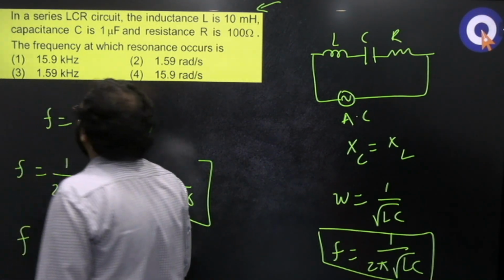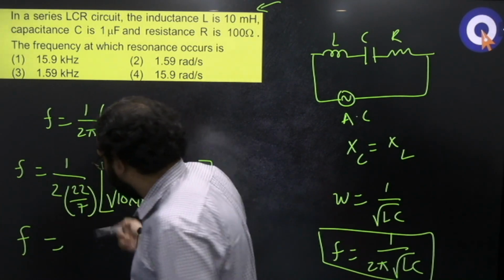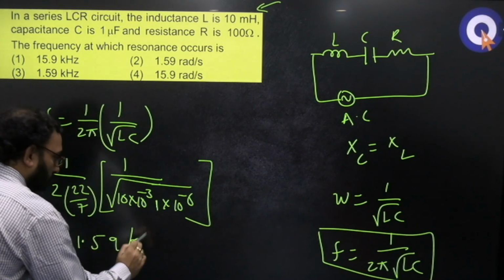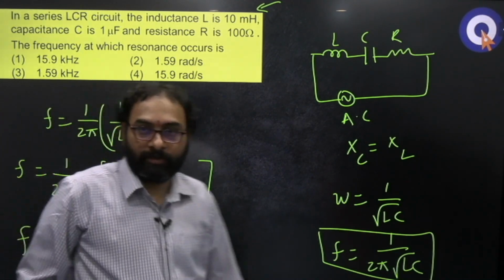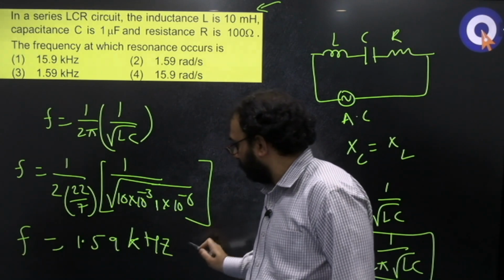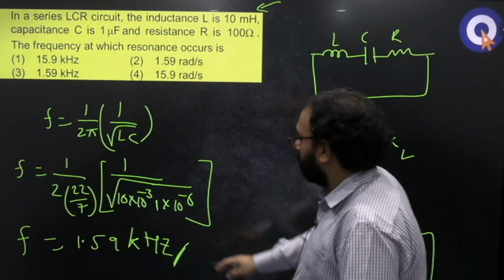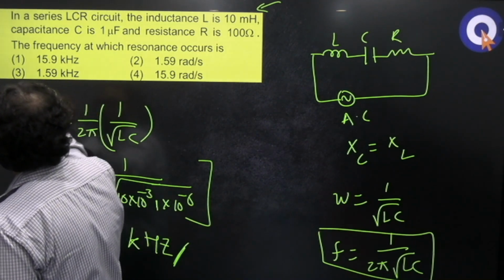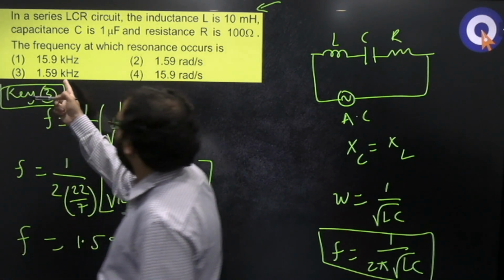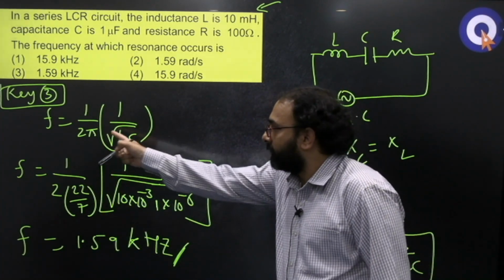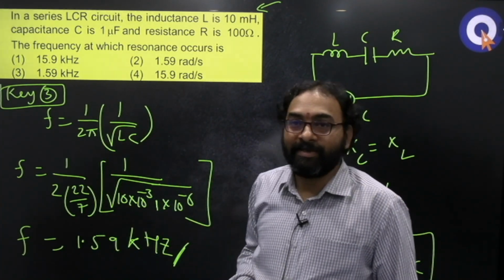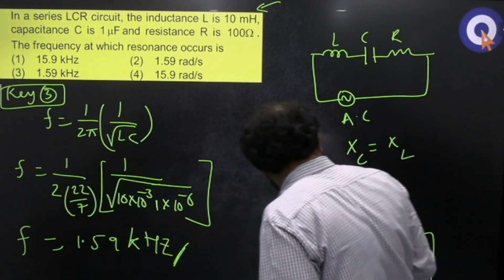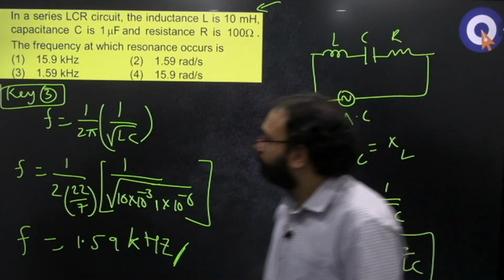If you simplify, after the simplification, you will be getting 1.59 kilohertz. After the simplification, the resonating frequency, this is the value. So the key is 3. Third one, 1.59 kilohertz. And resonating frequency in a LCR series AC circuit is 1 by 2 pi root LC. Next question.